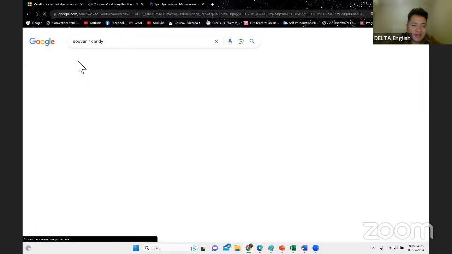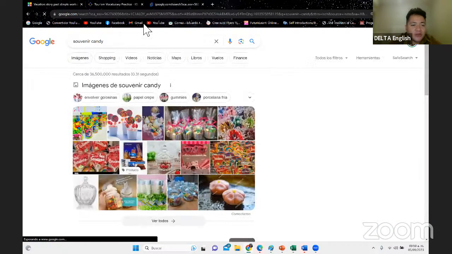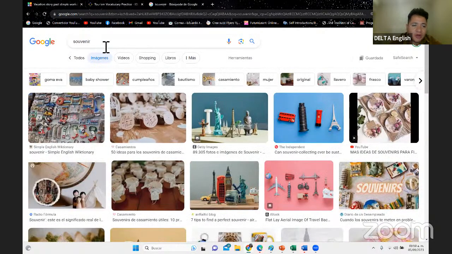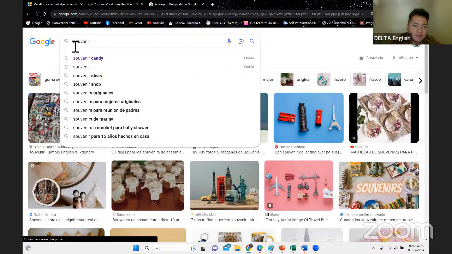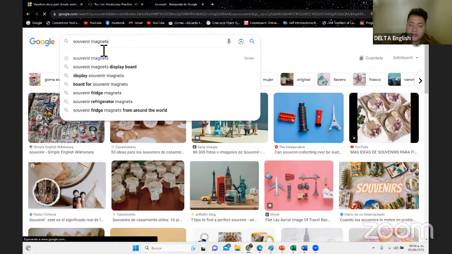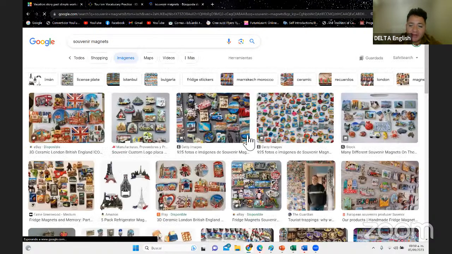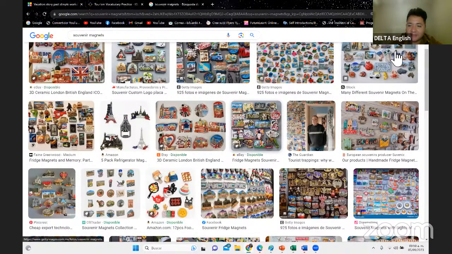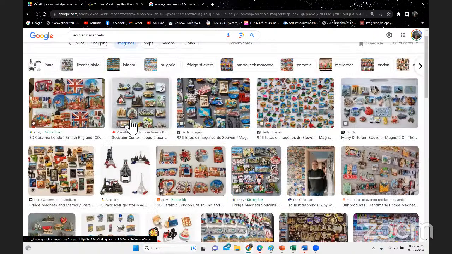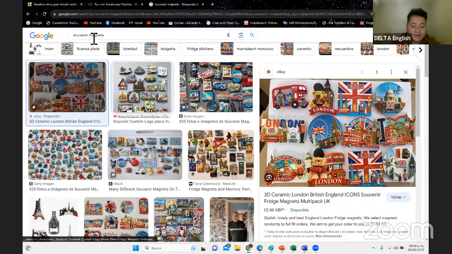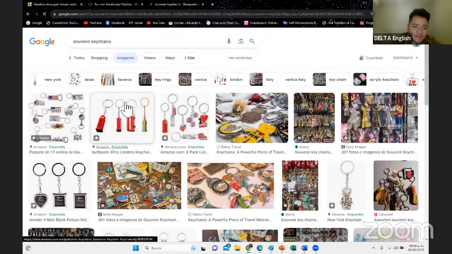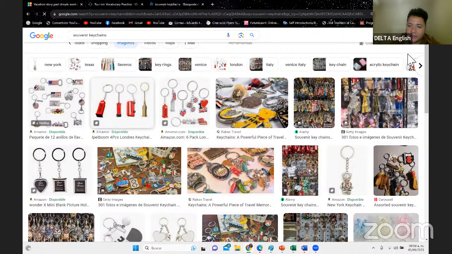So they always ask you, right? For example, what kind of things can we bring for souvenirs for people? What are the souvenirs that we can give to our friends? For example, there are souvenir magnets. How can I say llaveros? Very well. Keychains. Souvenir keychains. What else?